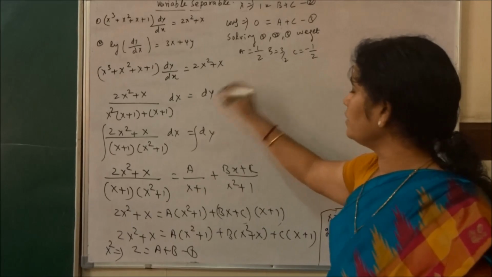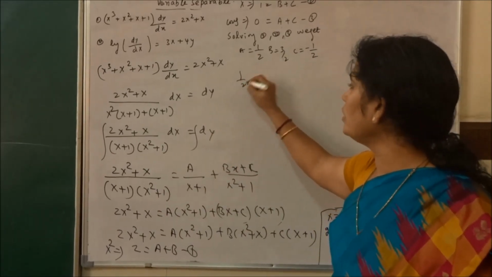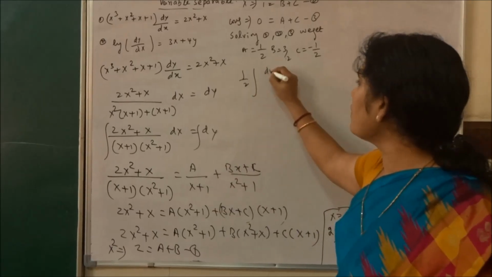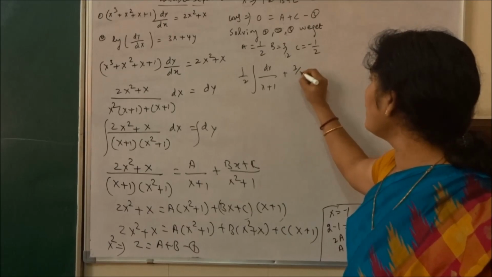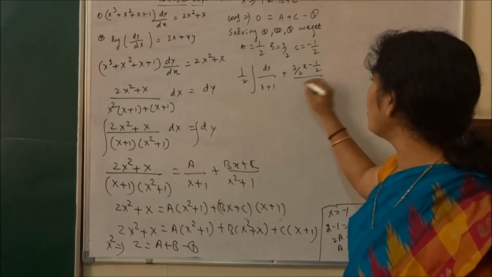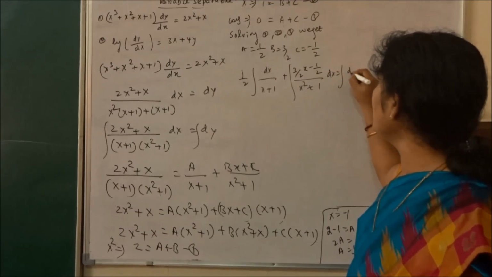Now therefore this integral, I am taking this part. That is 1 upon 2 into the integral of dx upon (x plus 1), and then plus, what is the value of b, (3 by 2)x minus 1 by 2, upon (x square plus 1), into dx, equal to the integral of dy.